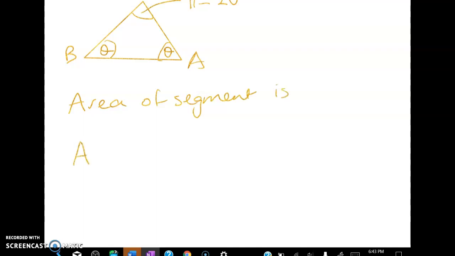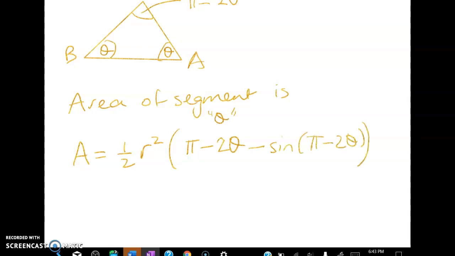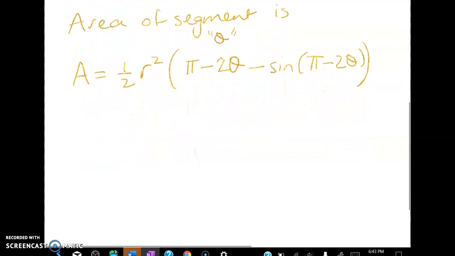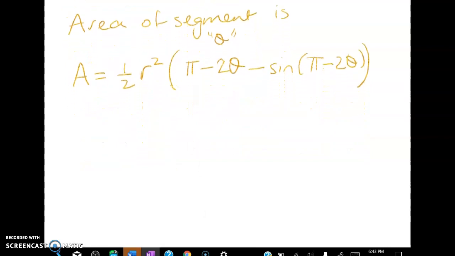So area of segment A is equal to a half r squared theta, well, theta being my angle, so pi minus 2 theta, minus sine of pi minus 2 theta. Okay, looking now, what do I have? Well, I'm ready to write my expression on the left-hand side.